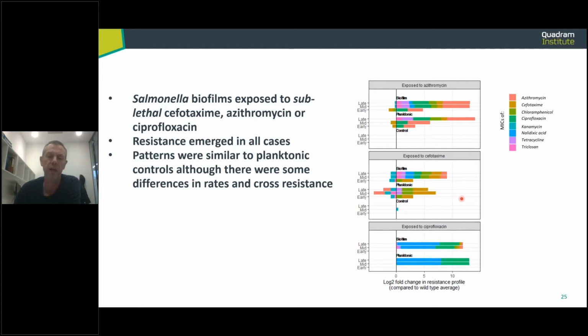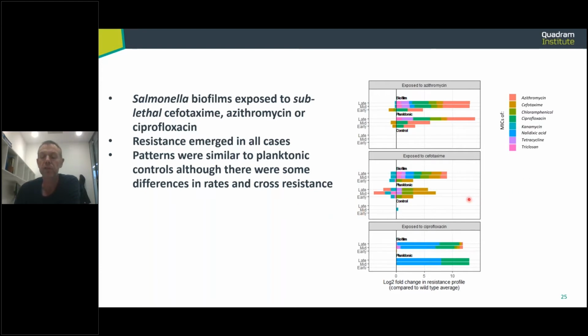And then we also looked to see what happens with ciprofloxacin, and this time you see actually a very similar pattern between planktonic and biofilm. So they both become resistant to ciprofloxacin and nalidixic acid, which is in the same class. And there's a little bit more color in the biofilms, but they're relatively simple.